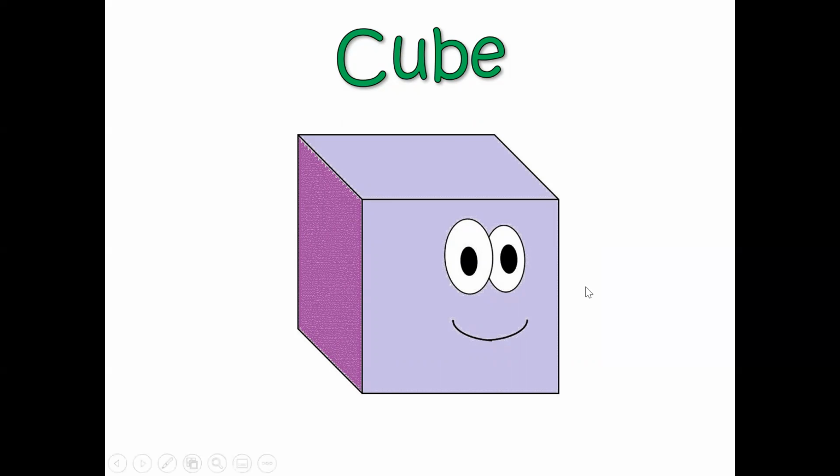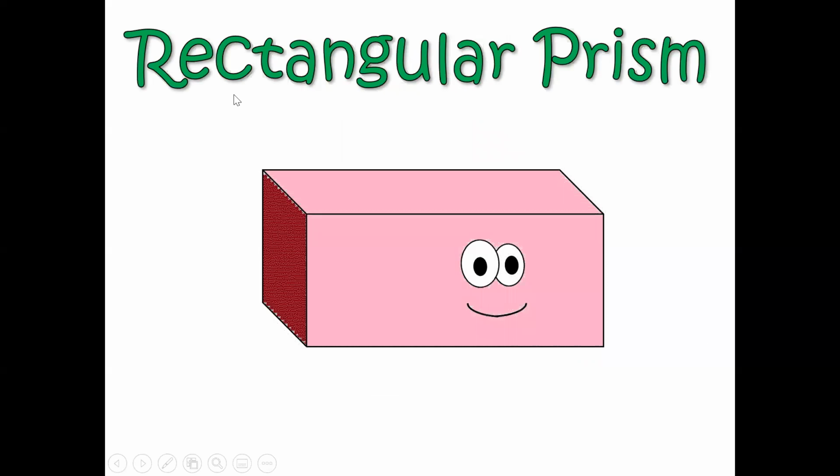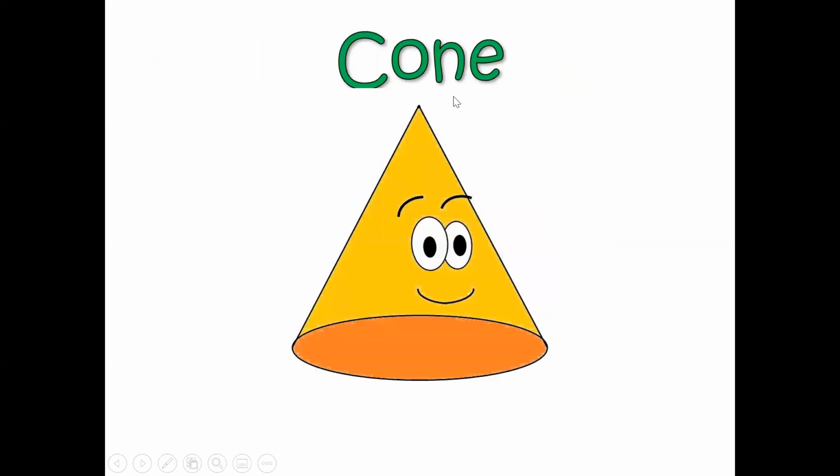This is a cube. You can say cube. Good job. This is a cylinder. You can say cylinder. Good. This is a rectangular prism. You can say it. Good. This is a sphere. You can say it. Good job. This is a cone. Very good. And that's all.